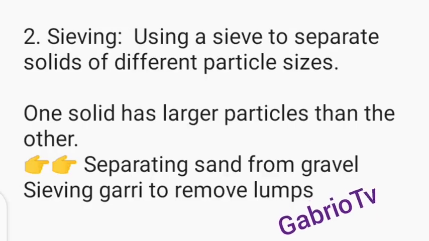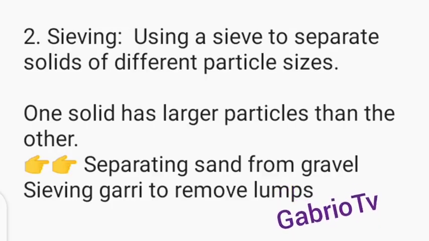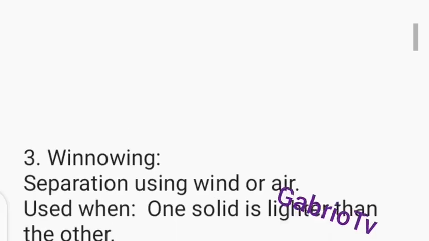The particles of smaller size can pass through the sieve, while the particles with bigger size remain at the top, on the surface of the sieve. So we use a sieve to separate these particles, and that's the second one.